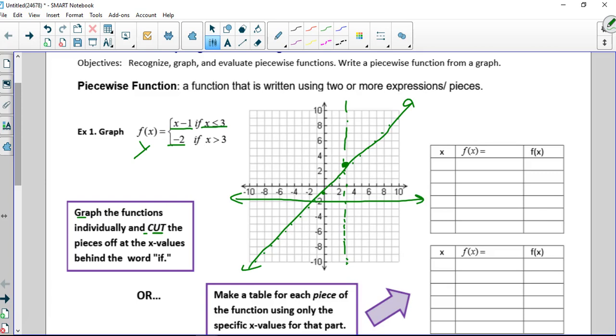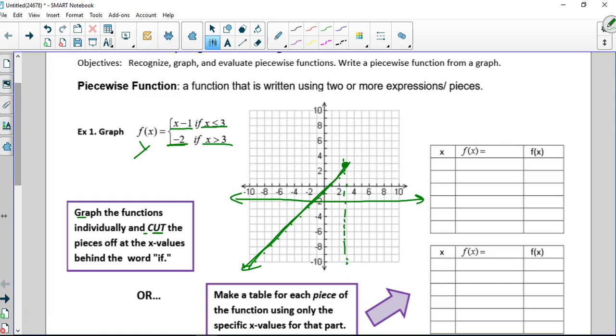Now I want less than 3, so I want this part of my line. I don't want this part. So I just cut it off. And that's it. Now, the second part, the horizontal line. I want it if x is greater than 3 only.